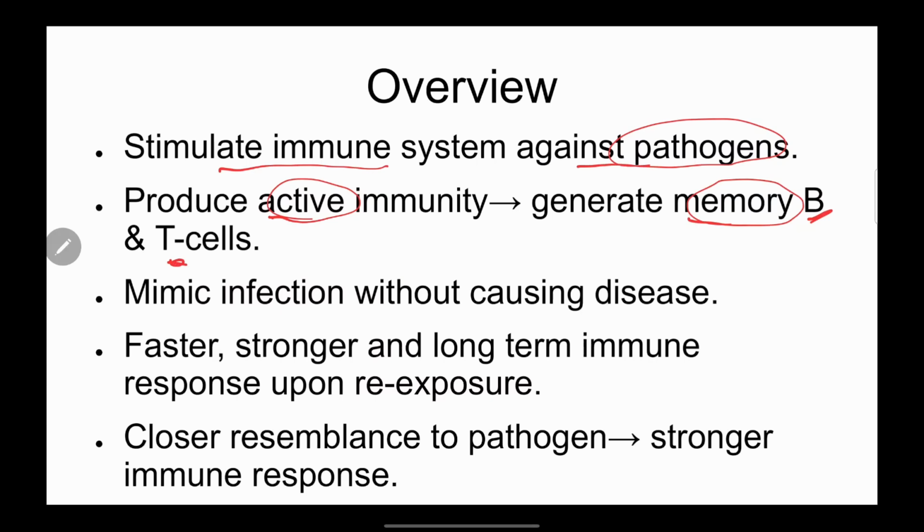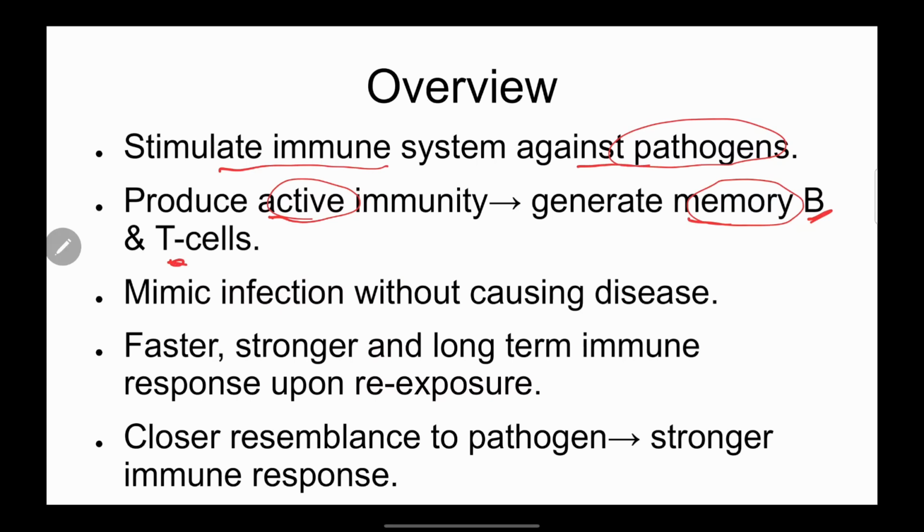Now, the reason why this is very important is because when someone is exposed to an infection the first time, they don't mount a very strong immune response. But upon re-exposure to that same infection, because they have made memory B cells and T cells from the previous infection, they have a much faster and stronger immune response. So this is our goal with vaccines, right?